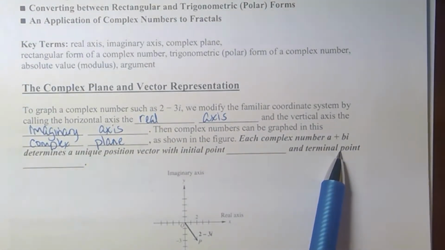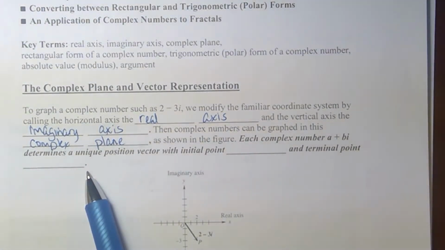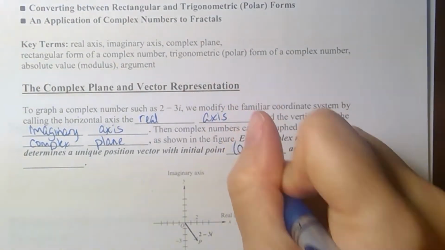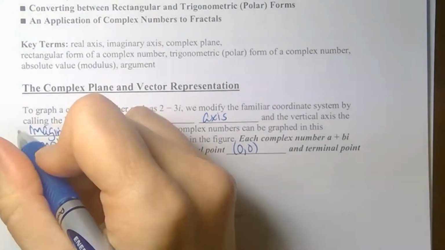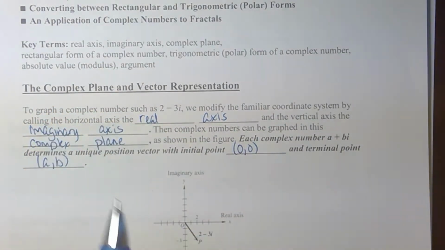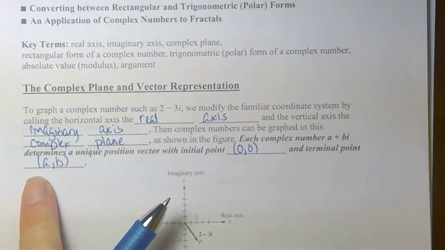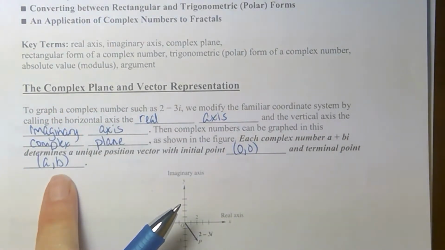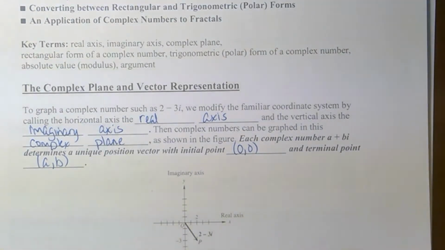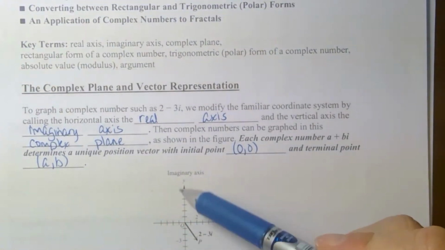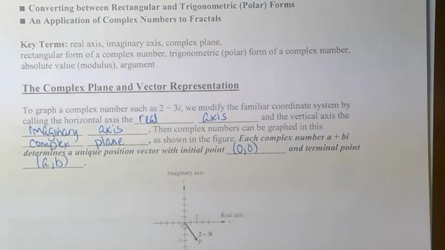Each complex number, a plus bi, determines a unique position vector with its initial point at the origin, (0, 0), and the terminal point at some value (a, b), where a is my real coefficient, the real part to my complex number, and b is the imaginary part to the complex number. So you still move the directions you think you're going to move, but our x-axis represents the real part and the y-axis represents the imaginary part.